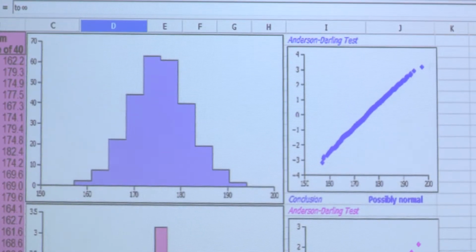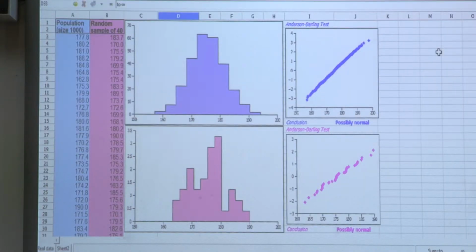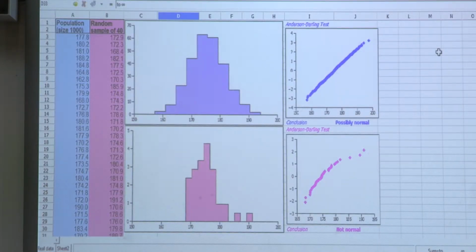Now that's the thing. We can get a lot of variation going on depending on our sample. So we really have to be very wary about how we're taking our samples here.